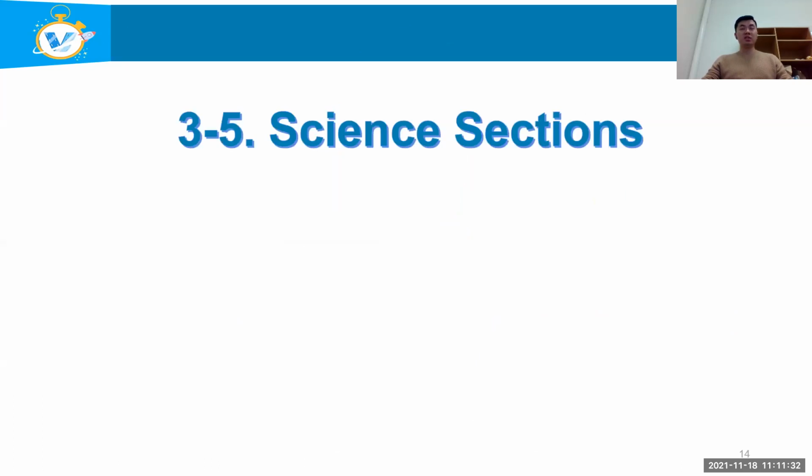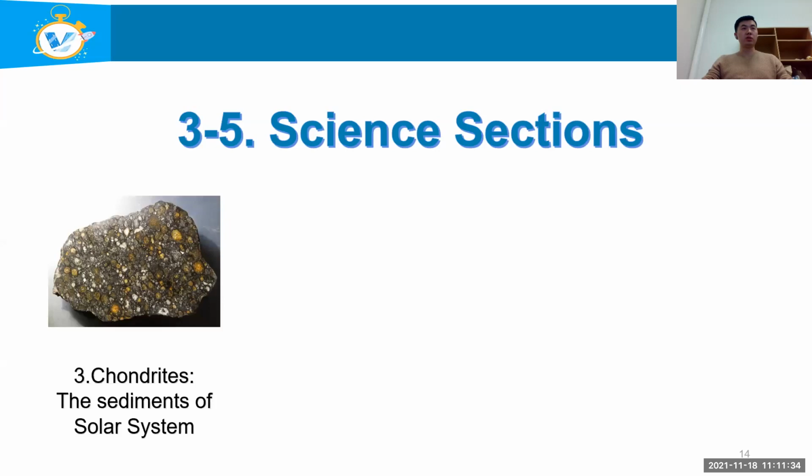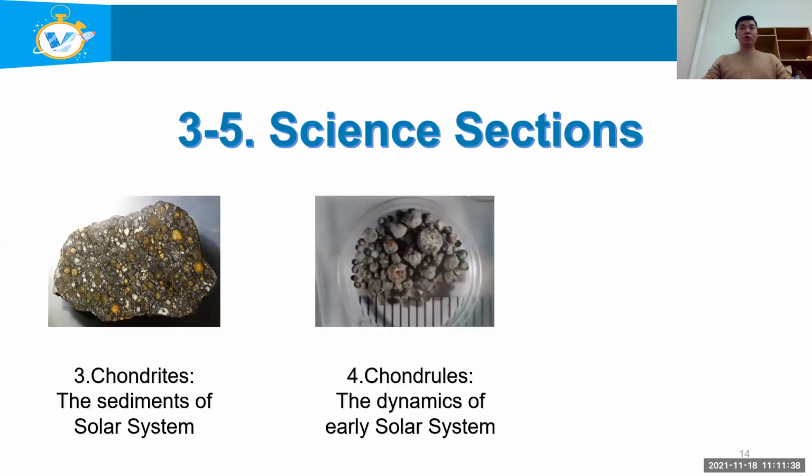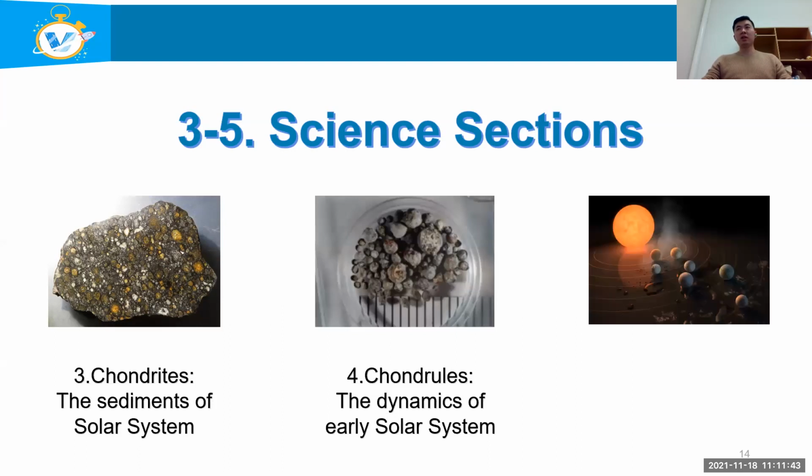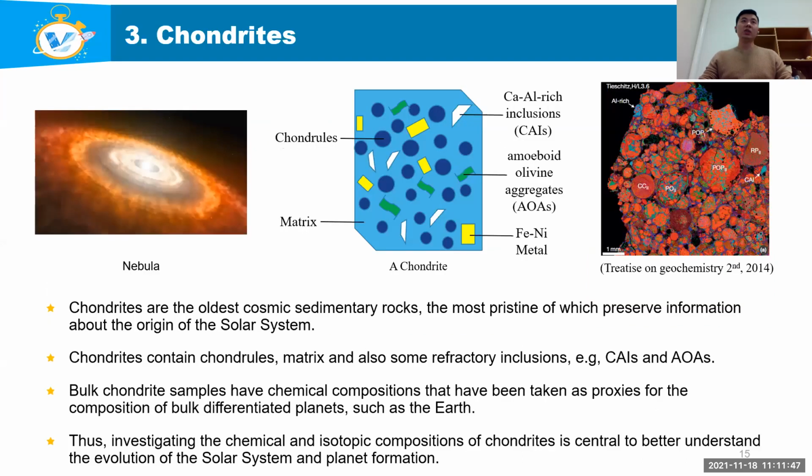It's the science section now, and firstly I will introduce chondrites. They are the sediments of the solar system, and the chondrules, which indicate the dynamics of the early solar system, and the planets that support life.